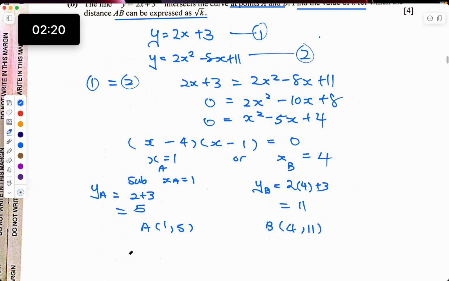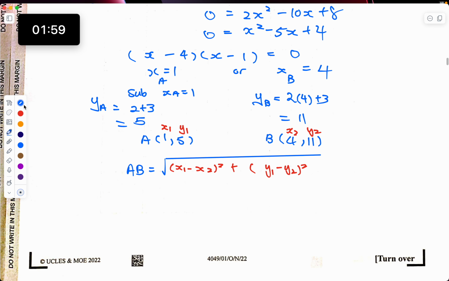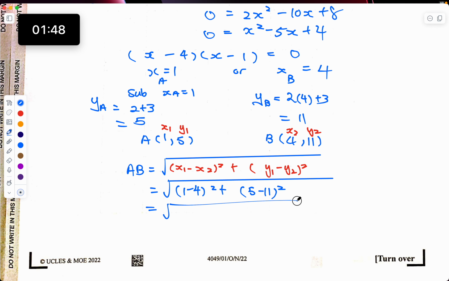And of course, now they want us to get the distance of AB. So remember to utilize the formula properly by making sure you write down x1, y1, x2, y2, and follow through this formula properly. It will be x1 minus x2 whole thing squared added to y1 less y2 whole thing squared. So sub in the formula with all the values and you will get 1 less 4 whole thing squared added with 5 less 11 whole thing squared. And this answer would be 9 added to 36, which will give you a square root of 45.